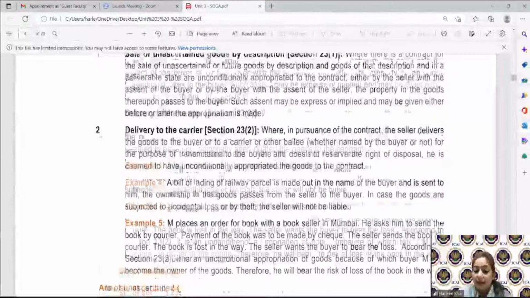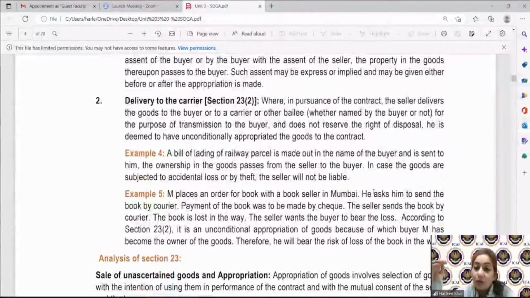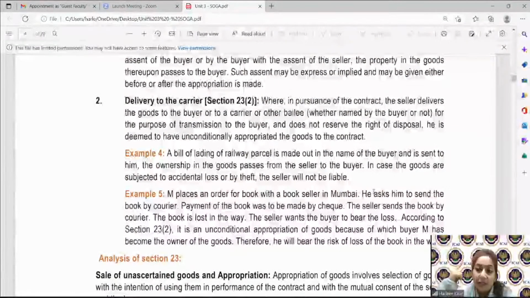अब क्लियर हो गया? जो सुबह से ये पूछ रहे थे मैम अगर गुड्स ट्रांसपोर्टेशन में है तो कौन लाइबल है? Simple logic you have to apply. If the seller is the owner, ownership is with the seller, the seller will be liable. If ownership has been transferred to the buyer, the buyer is liable.